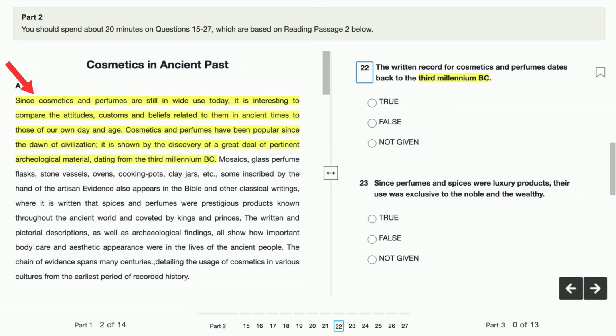Since cosmetics and perfumes are still in wide use today, it is interesting to compare the attitudes, customs, and beliefs related to them in ancient times to those of our own day and age. Cosmetics and perfumes have been popular since the dawn of civilization.